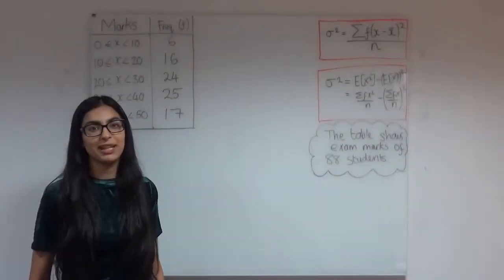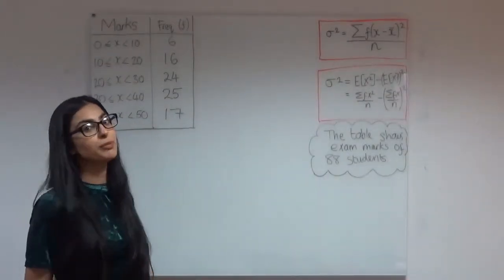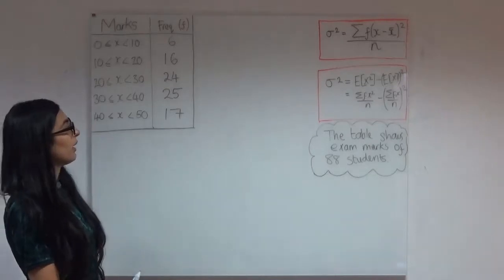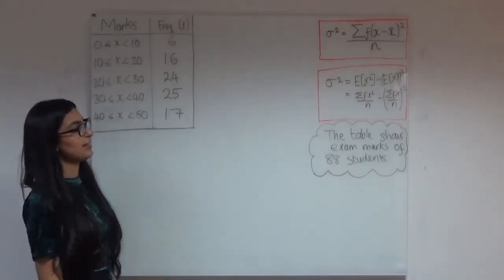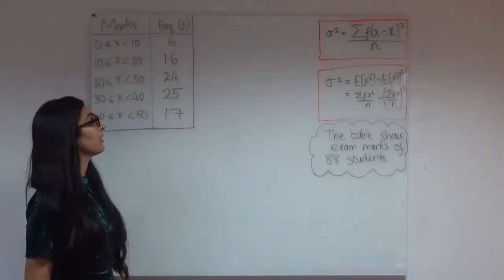Guys, so today we'll be looking at standard deviation and variance of group data. So we've got an example here. This table represents the exam marks of 88 students that sat an exam.